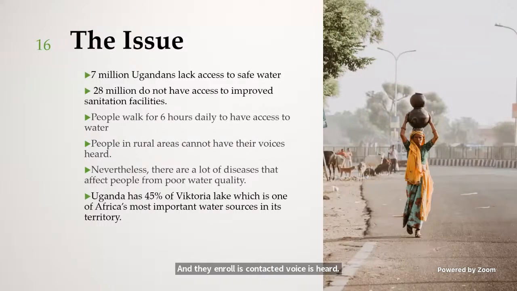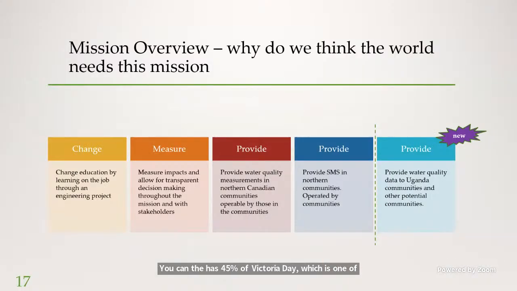Nevertheless, there are a lot of diseases that affect people from poor water quality. Good to consider that Uganda has 45% of Lake Victoria, which is one of Africa's most important water sources, in its territory. So this mission came about. So why do we think the world needs this mission?